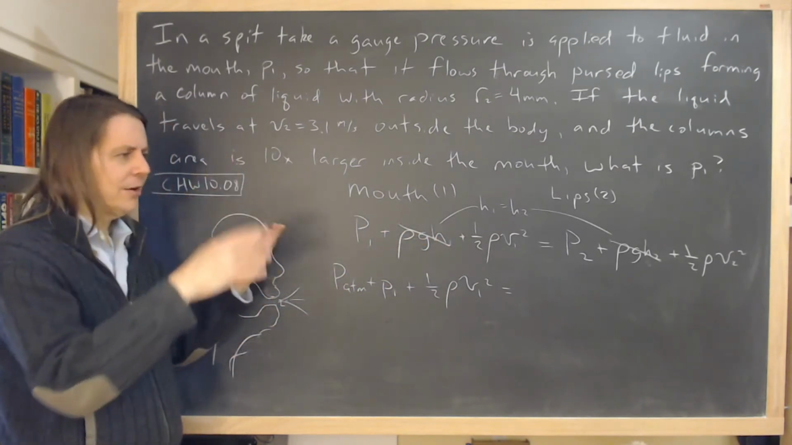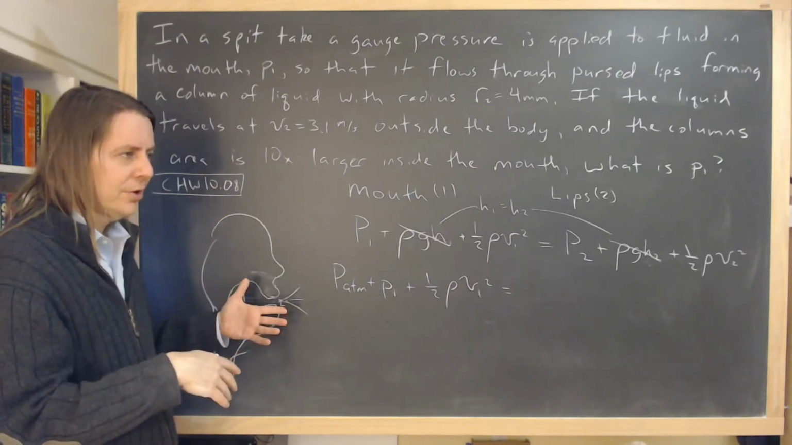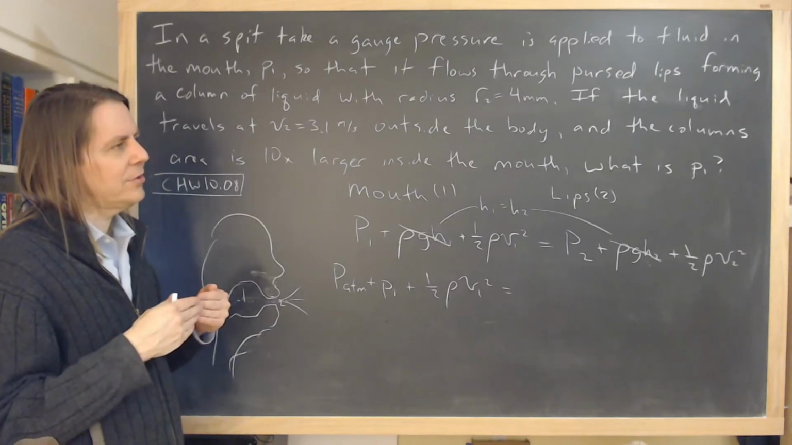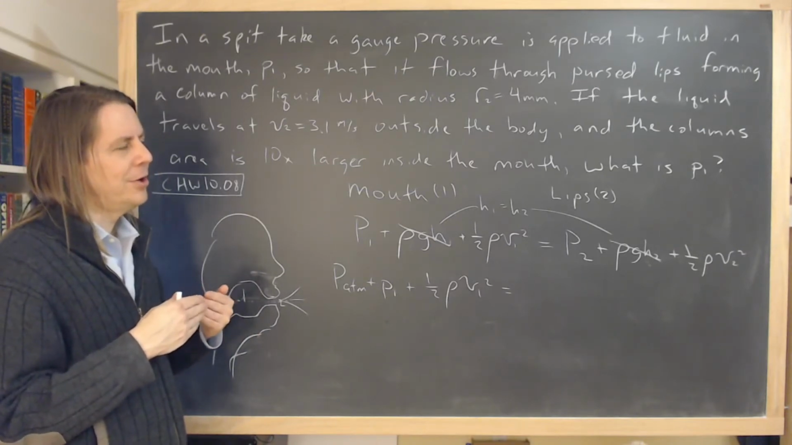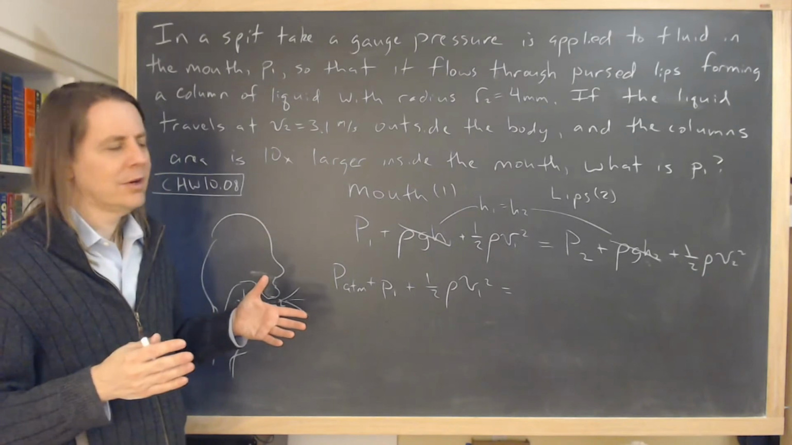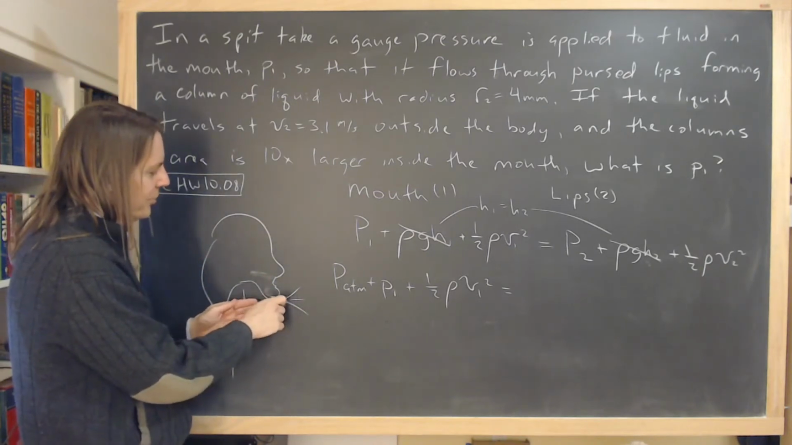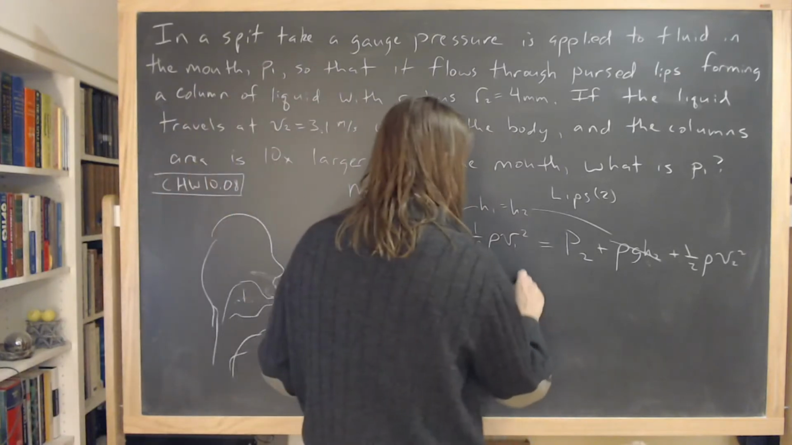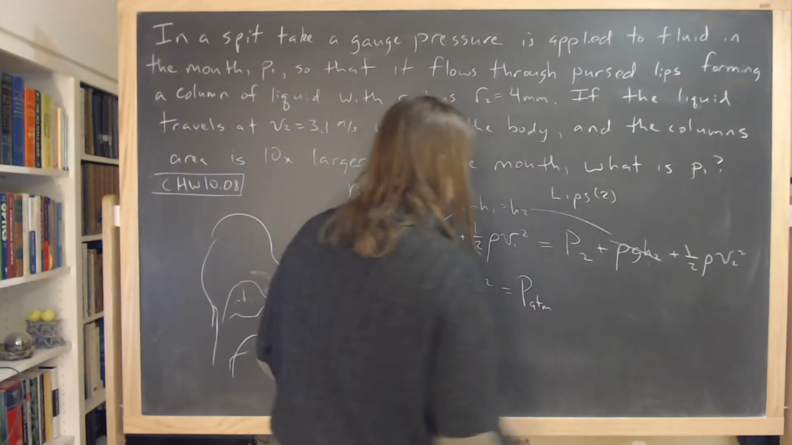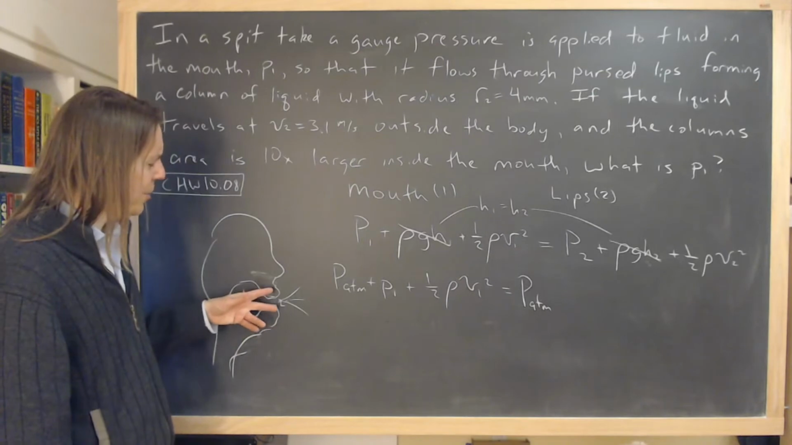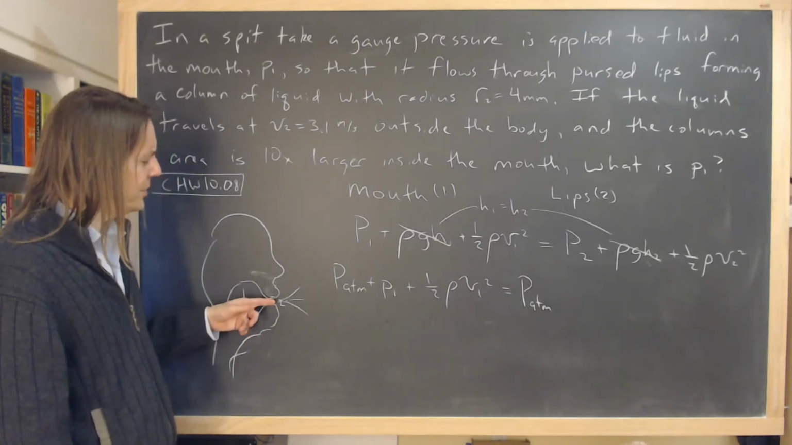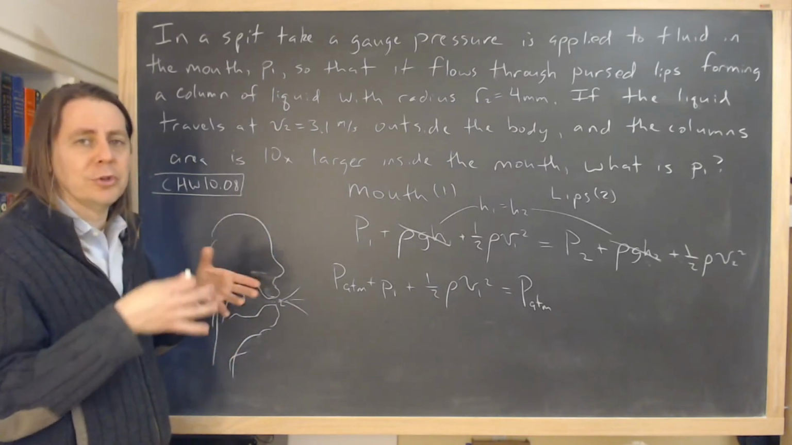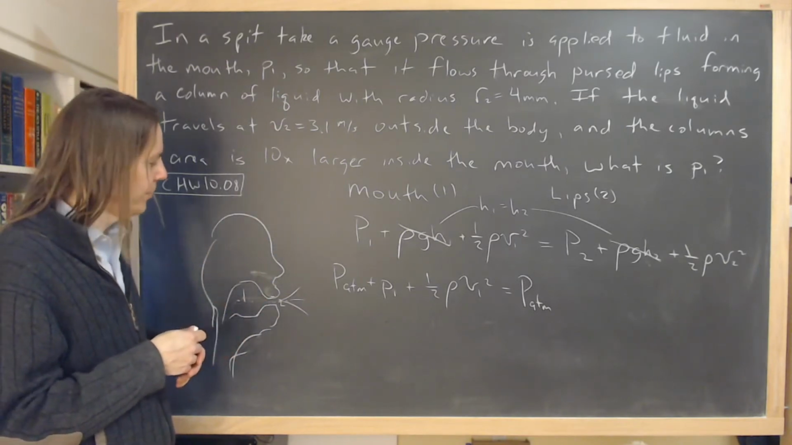If you have some container, a head, lips, a bucket with a hole in it, whatever it is, and you're asked to calculate the flow right as it exits the container, then as soon as it exits the pursed lips, it's at atmospheric pressure. So the pressure we put here is just atmospheric pressure. There is no higher pressure like a gauge pressure applied to it because there's nothing that can apply it. Once you escape the lips, there's nothing pushing. So it's at atmospheric pressure.